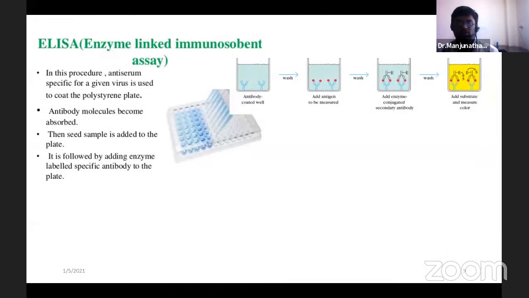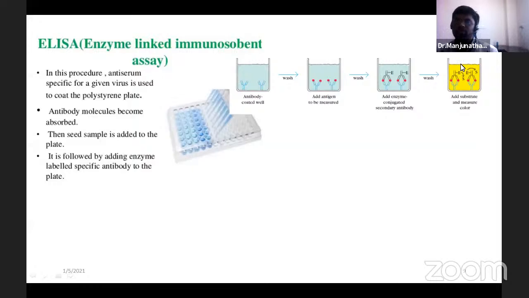This is the workflow of ELISA, the enzyme-linked immunosorbent assay. In this, the specific antiserum is given. As I mentioned, if you develop antiserum specific to TMV, you add to the plate the antibody specific to, for example, TMV. Then wash it, then you add the antigen. Then again you add the antibody combined with the enzyme. If the specific virus is there, there will be a reaction between the substrate and the antibody with the help of the enzyme.